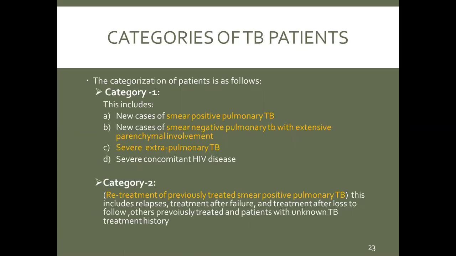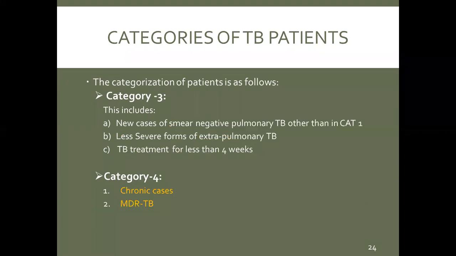So if we talk about different categories, we are going to discuss category 1 only. This includes new cases of smear positive pulmonary TB and new cases of smear negative pulmonary TB with extensive lung involvement. Similarly, severe extrapulmonary TB cases and severe concomitant HIV disease persons are also considered in category 1.